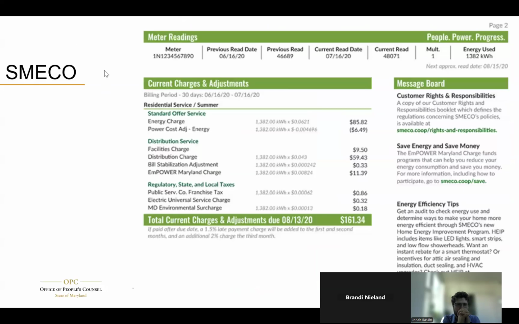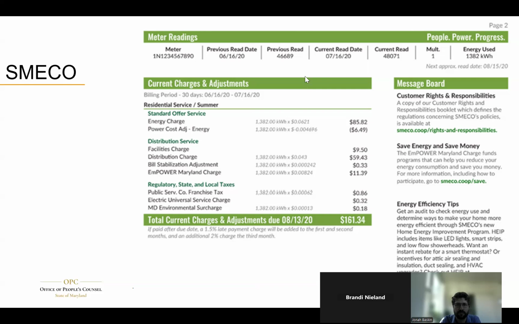Okay, so this is kind of the meat of it. This is our meter number. The meter number is specific to you, and they're going to include the date that it was read. This is typically done, like I said, through a smart meter, but not all of SMECO actually has smart meters. So it could be that it's done in person or through estimated billing.